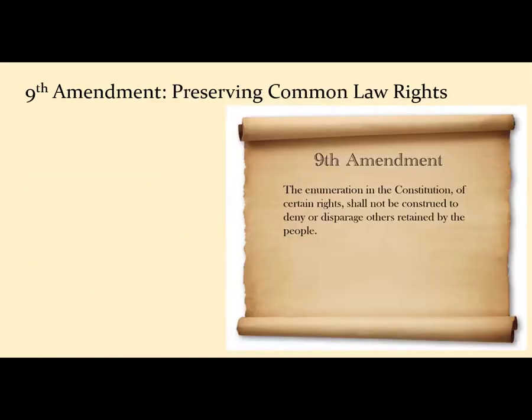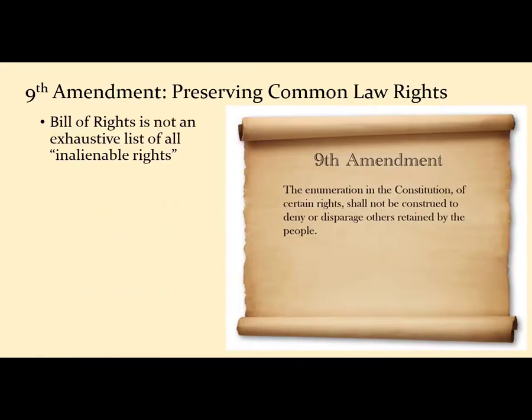The Ninth Amendment is your protection for unenumerated rights here. It says the enumeration in the Constitution of certain rights shall not be construed to deny or disparage other rights retained by the people. Here, the Congress is saying that the Bill of Rights is not the end of it. There are other common law rights that we as a society consider inalienable or natural rights, something that is inherent in the notion of freedom. Those rights exist, they will be protected.